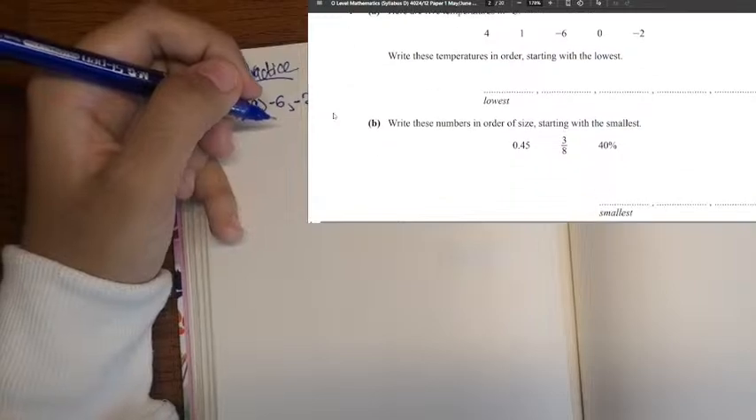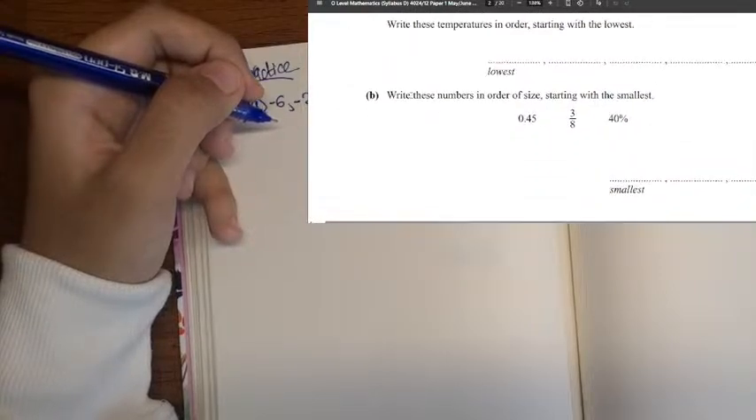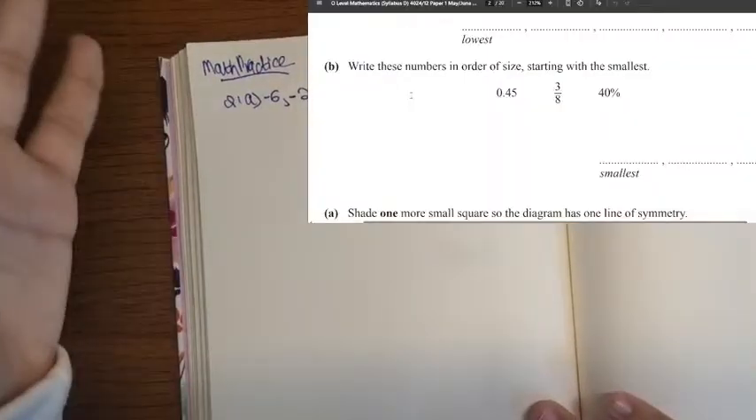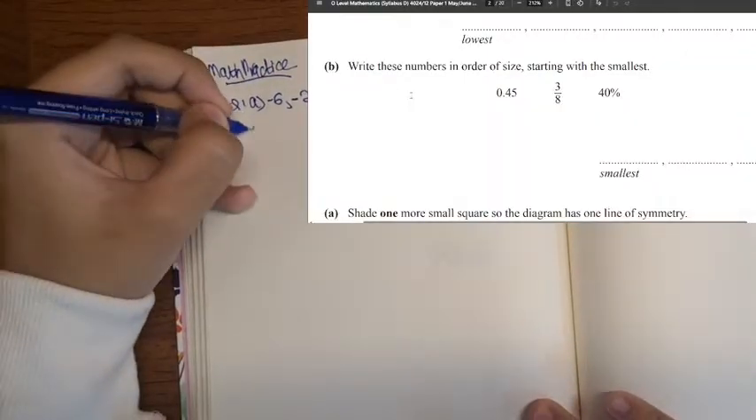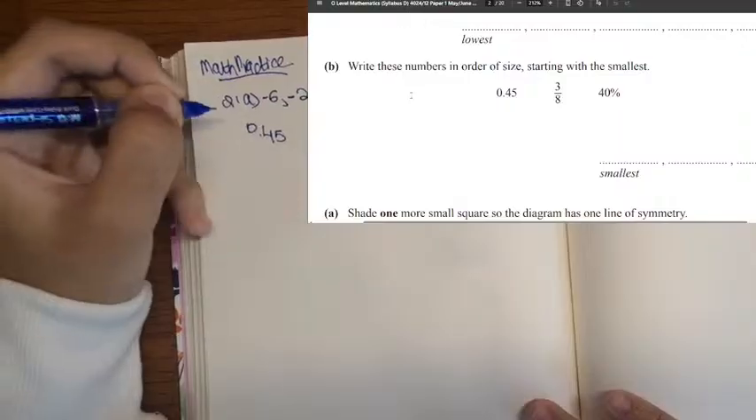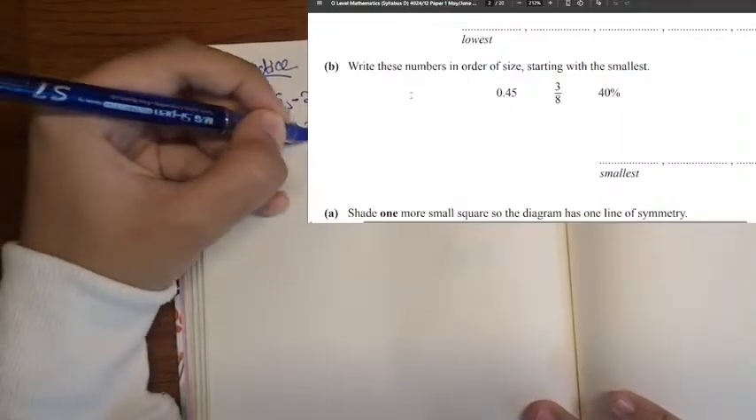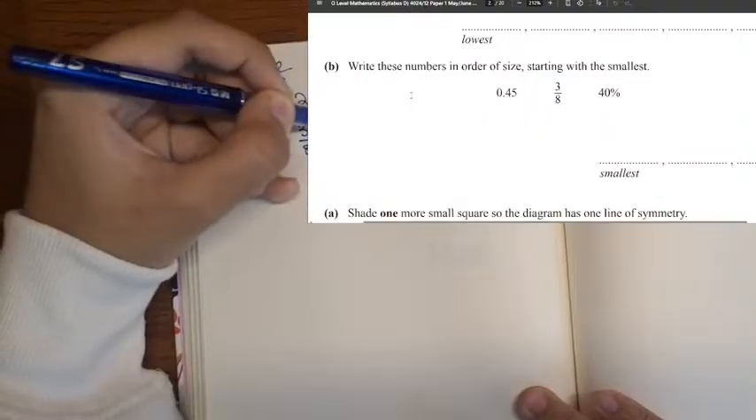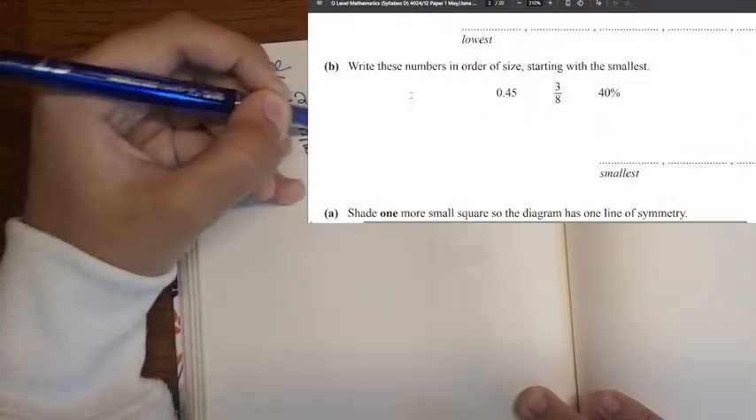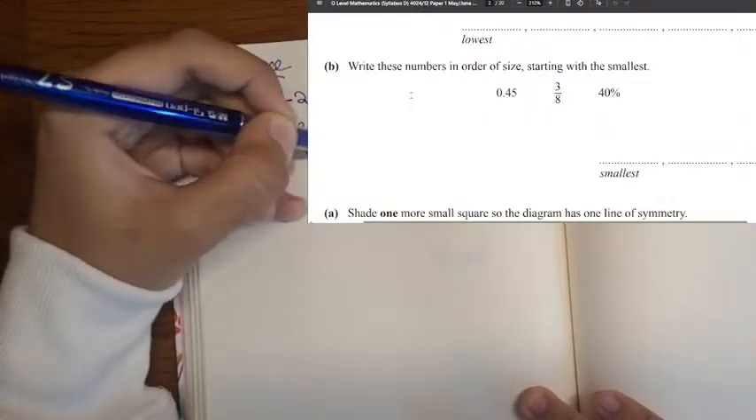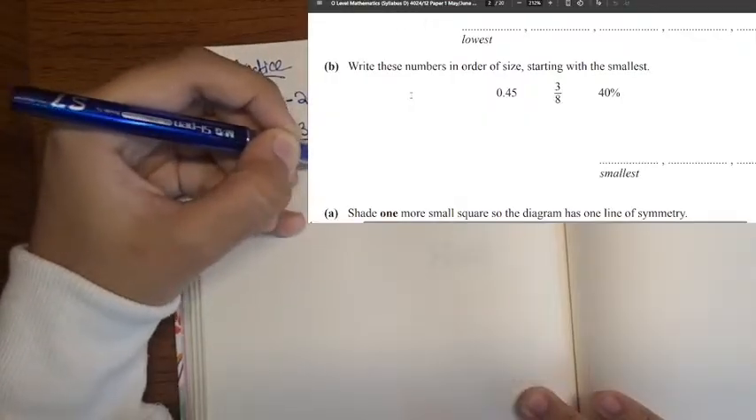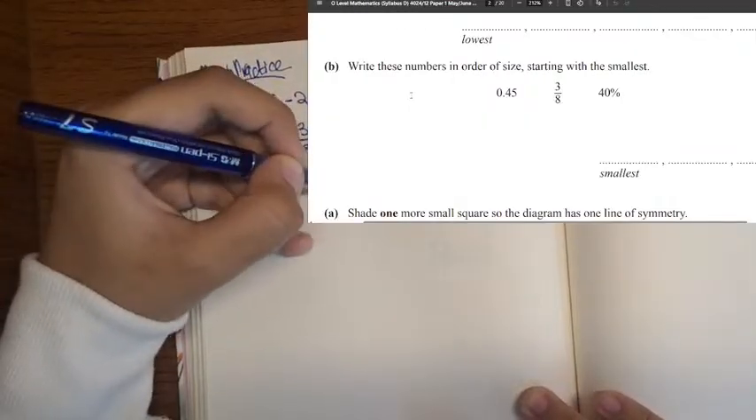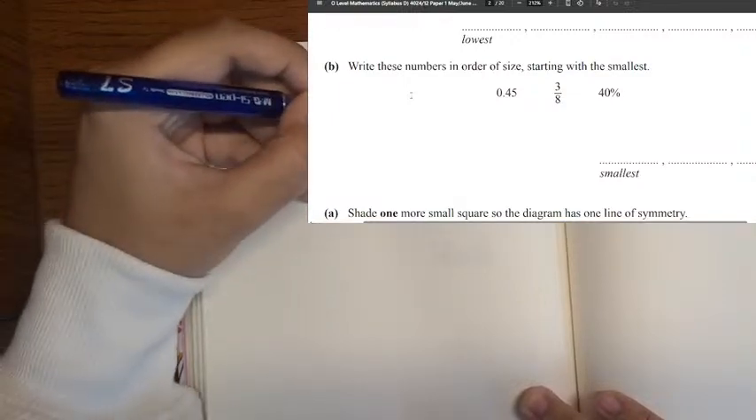In question number 2, we see that we have to write these numbers in order of size. Now the simplest thing to do here is first convert them all into one standard where they can be compared easily. 0.45 is already in decimals, so we don't need to convert this into anything. 3 upon 8, however, can be converted. So let's just divide 3 by 8. 0. And then we can do 8 4s are 32. Actually, 8 3s are 24. 6, that comes to a 0. Then we have 8 7s are 56 and 4 and then 0 again and 0.375.